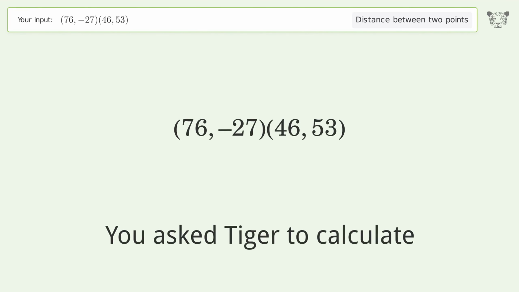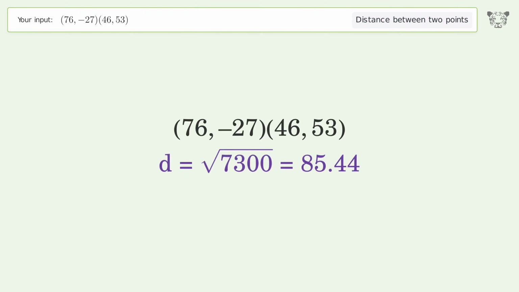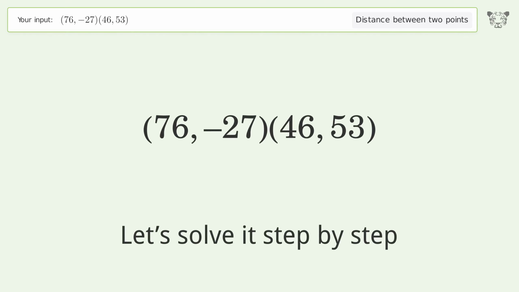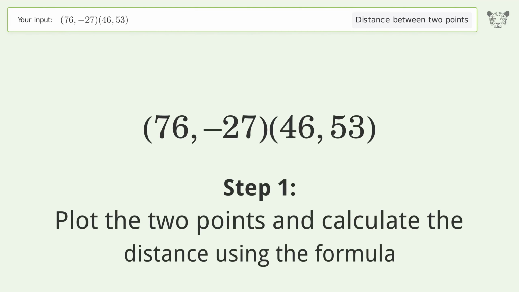You ask Tiger to calculate. This deals with the distance between 2 points. The distance between the 2 points is the square root of 7,300, or 85.44. Let's solve it step by step. Plot the 2 points and calculate the distance using the formula.